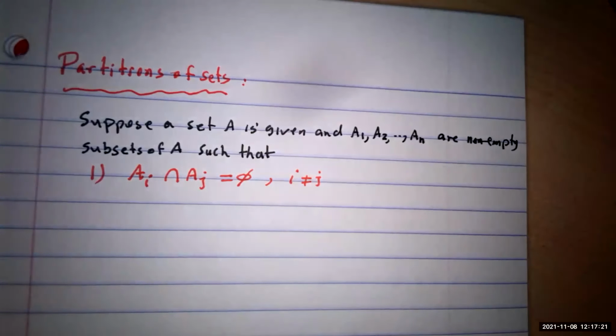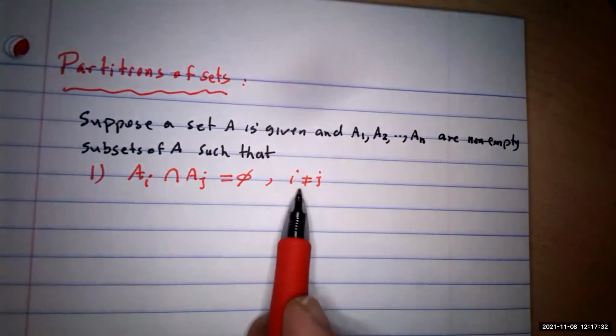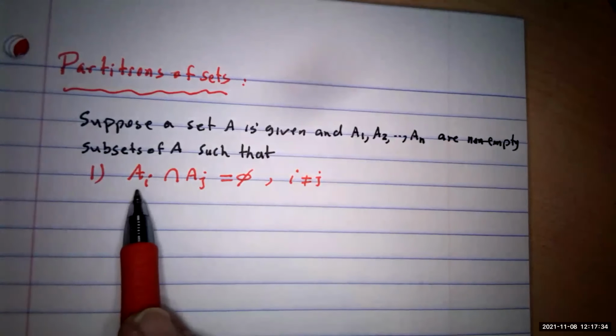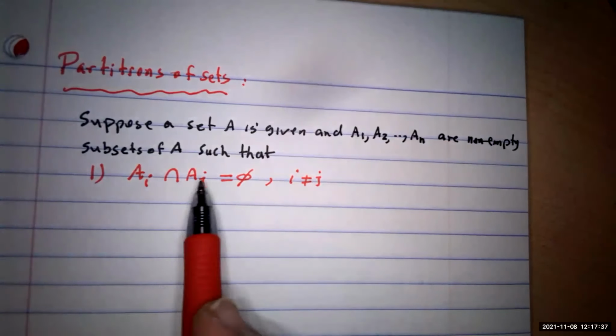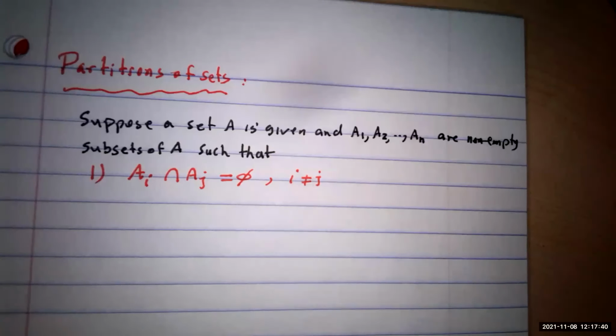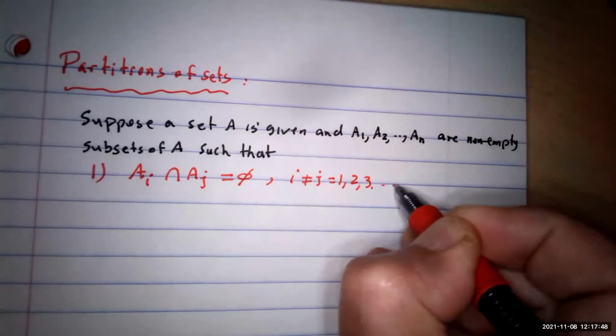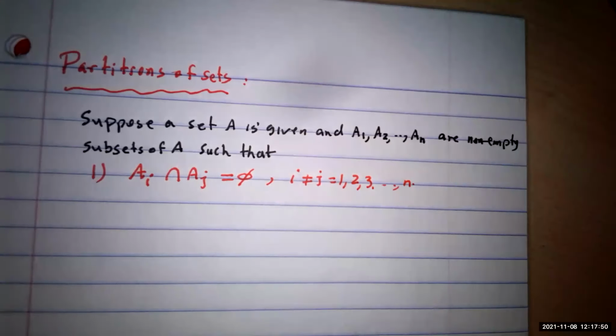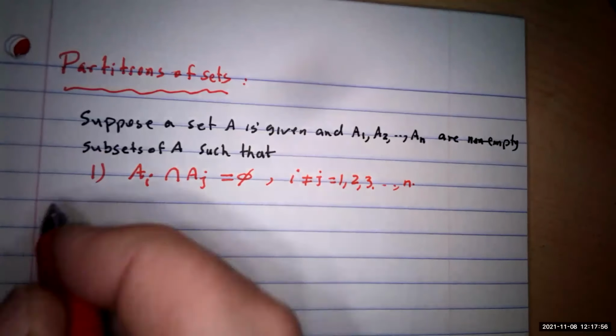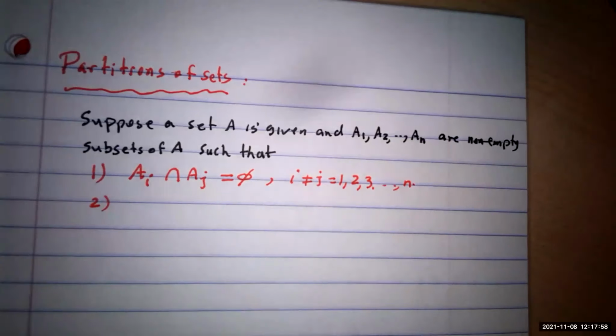So this means A1 and A2, A1 and A3, A1 and A4, the intersection is empty. Then you get A2, and now A2, A3, etc. We say I not equal to J because if you pick, for example, A1 and A1, the intersection would be A1. That's why we use this notation. So I is not equal to J, of course, for all of 1, 2, 3, up to there. So basically it means no 2 by 2 intersection.